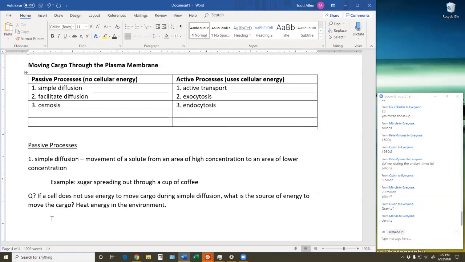Now, the type of cargo that a cell can move through the plasma membrane using simple diffusion is going to be very tiny cargo, like oxygen molecules, O2 molecules, right?